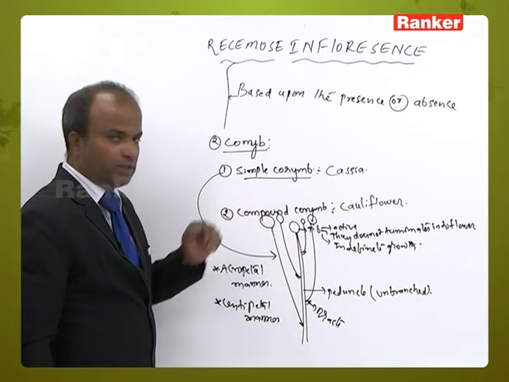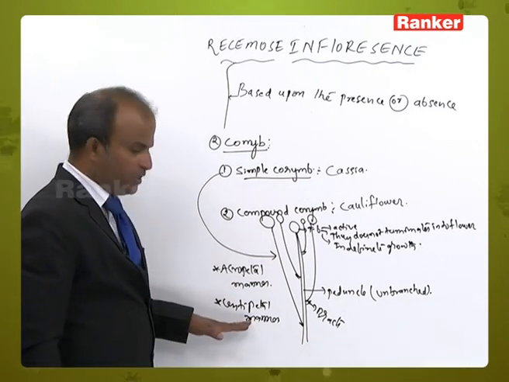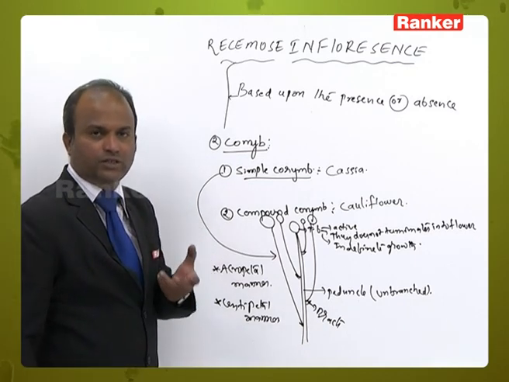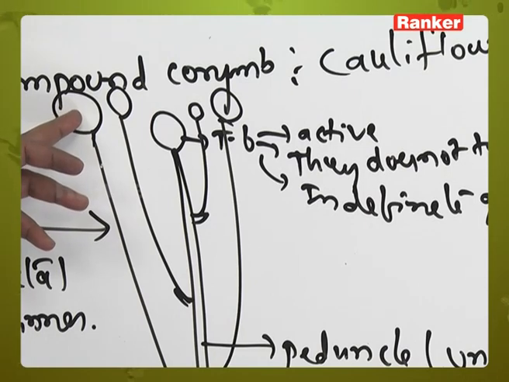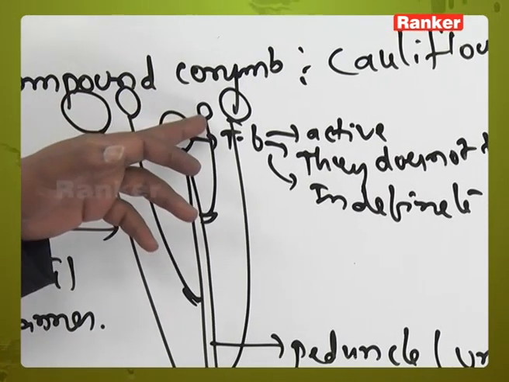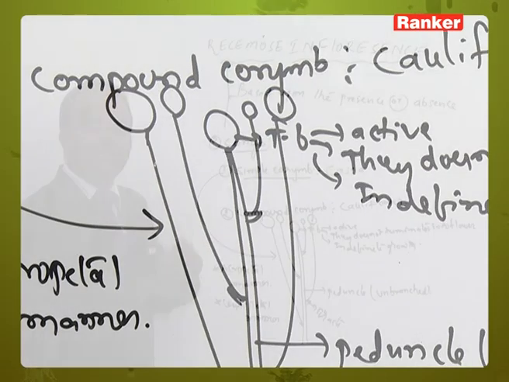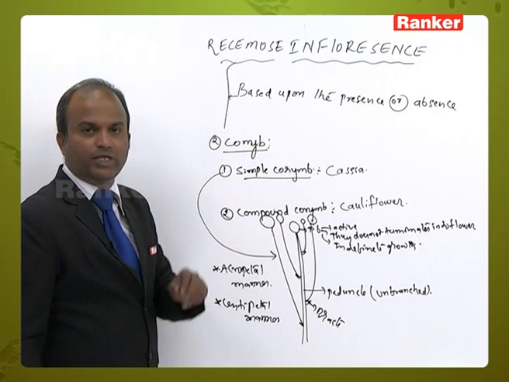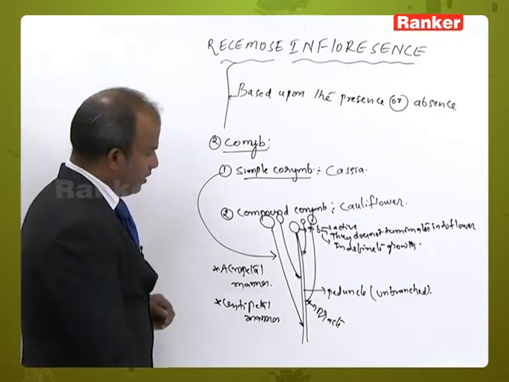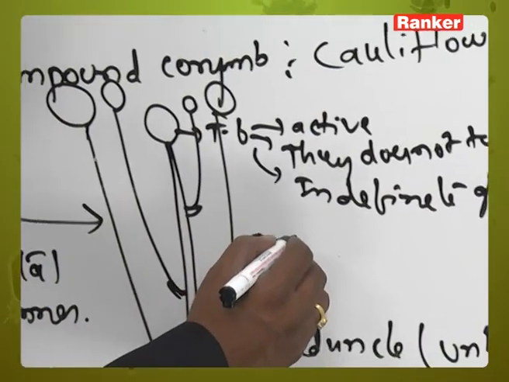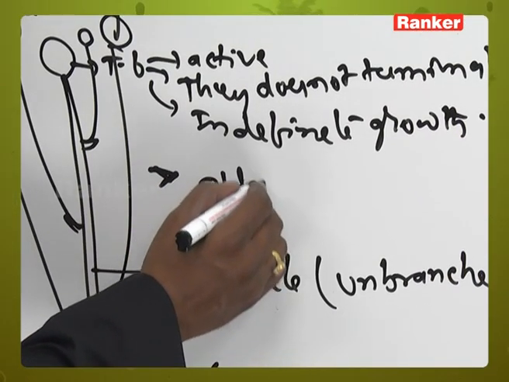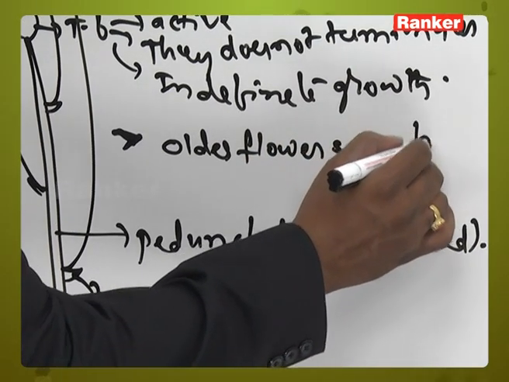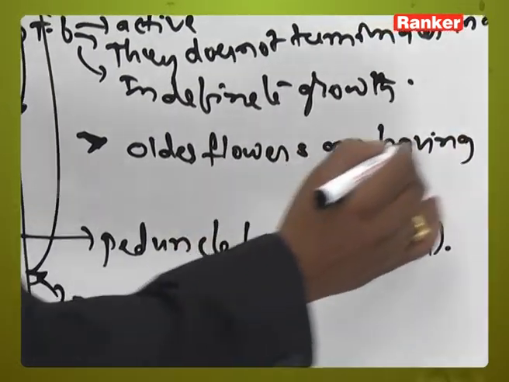But what happens if we see this inflorescence? Here the flowers are arranged in centripetal manner. Why? Because the older flowers are present towards the periphery and younger flowers are present towards the center. So it is nothing but centripetal arrangement. Why are they arranged in centripetal arrangement? One reason only: older flowers are having longer pedicels.